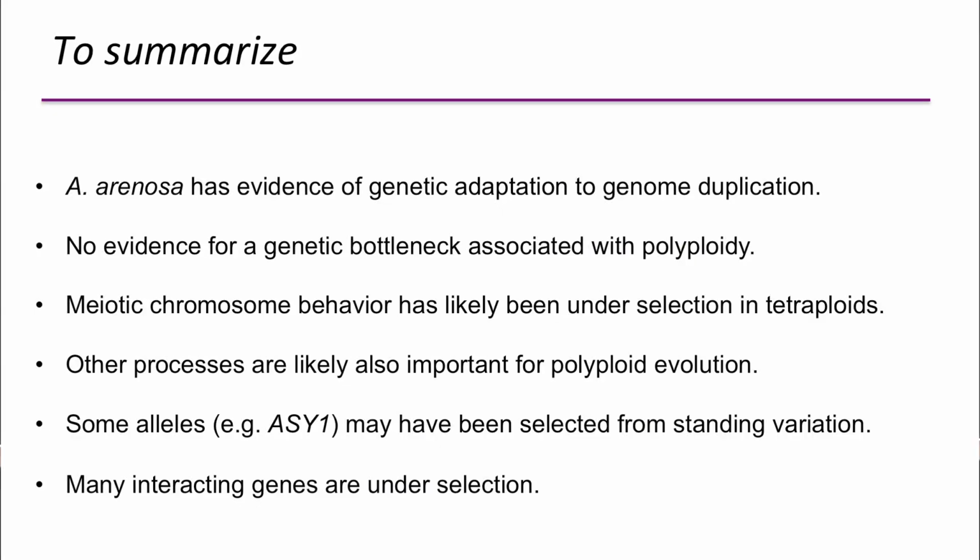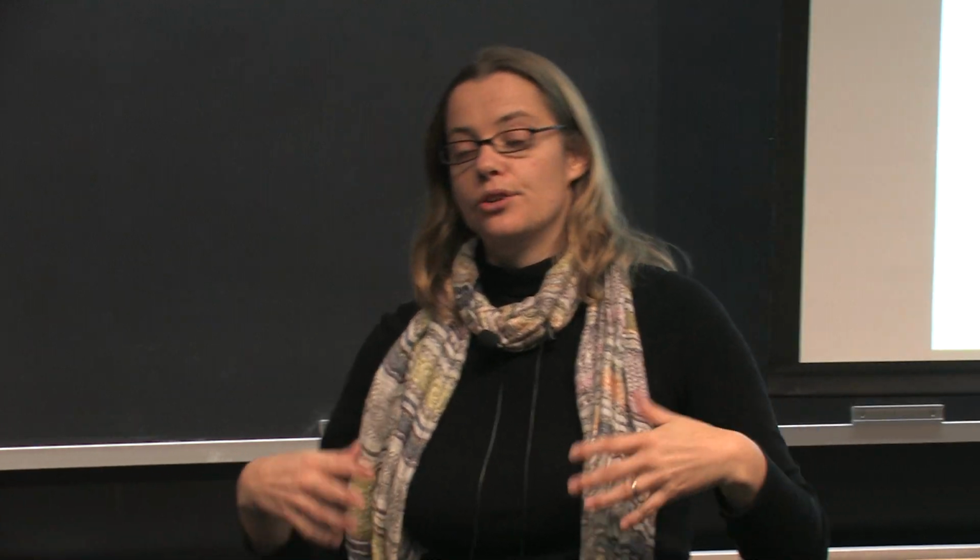All right, so now I'm going to summarize what I told you. So importantly, we figured out that arenosa has evidence of having genetically adapted to genome duplication. And this was actually really fun for me because when I first started my lab, people told me I was insane for doing this project and that I wouldn't find anything. They said it would all be about proteins and sort of changing the structure of the chromosomes and that there would not be genetic adaptation to polyploidy because you can't adapt these genes, is what they said. They're too fundamental. So I'm happy to say that fundamentally important genes do seem capable of evolving.